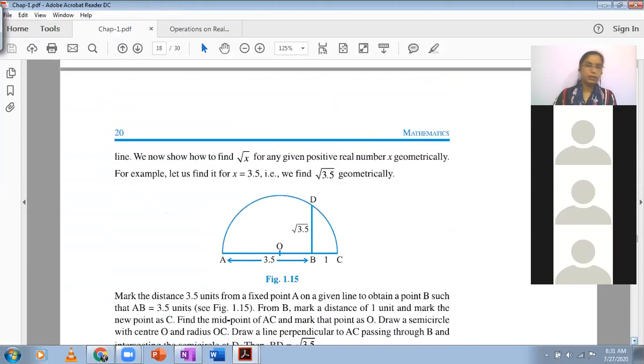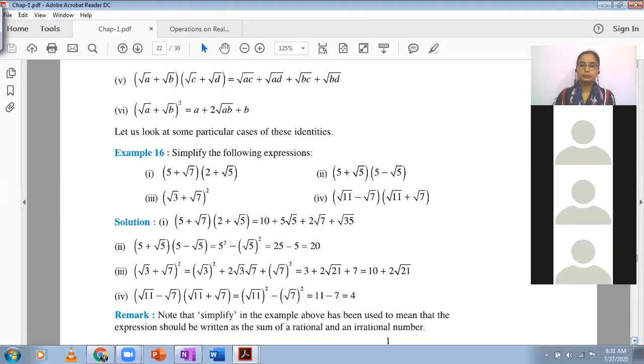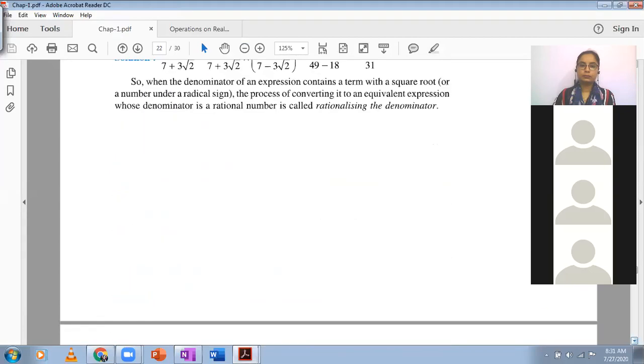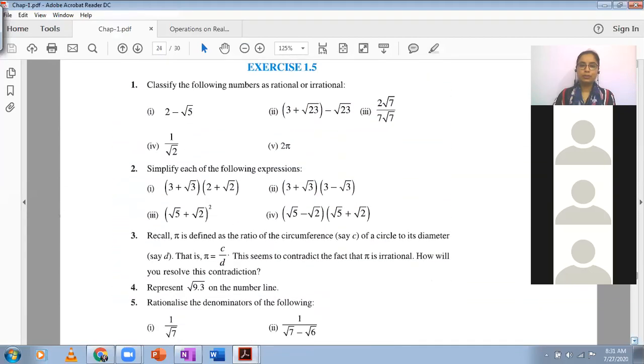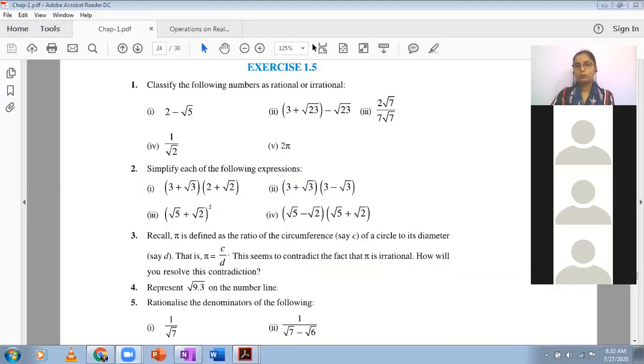So page number 24, exercise 1.5. Question number 1, classify the following numbers as rational or irrational. So what you want to do is simplify and then give your answer. You can give the answer directly if the question doesn't require any simplification. But if there is any simplification required, you will first simplify and then provide an answer. So I'll just do this with you right here.